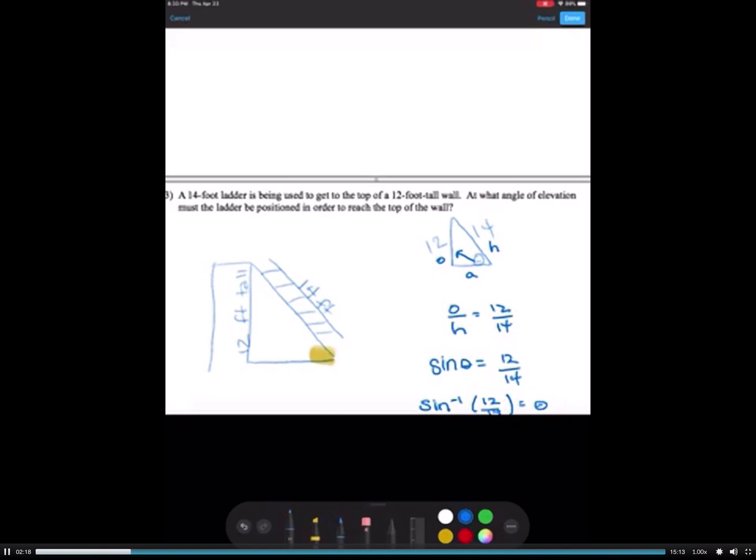So I'm grabbing my calculator here. 12 over 14, inverse sine. And I get 58.9972. If I'm rounding even to 2 decimal places, this one is going to be 59 degrees. That's the angle that we need to put this at in order to reach the top of that wall. All right, let's look at another one.